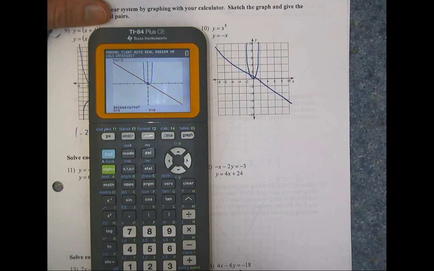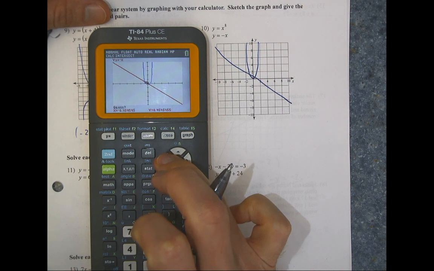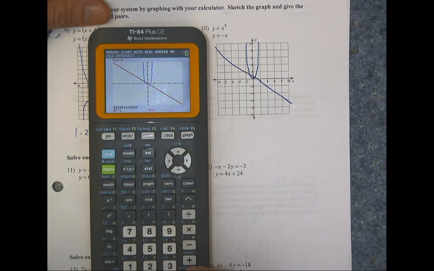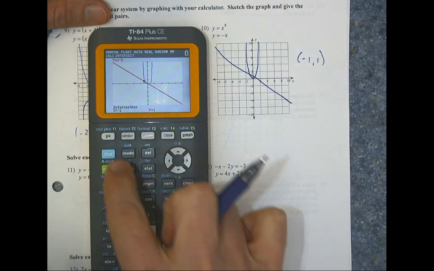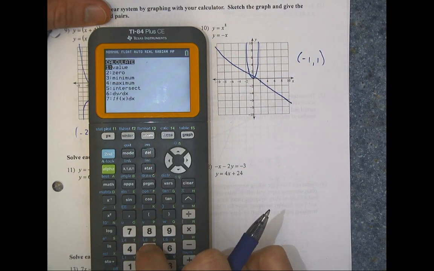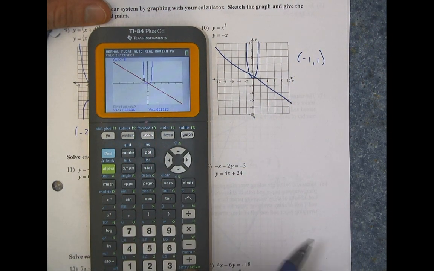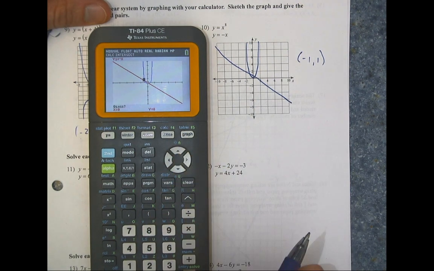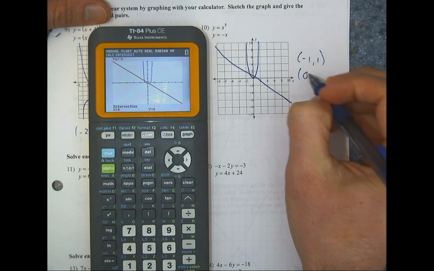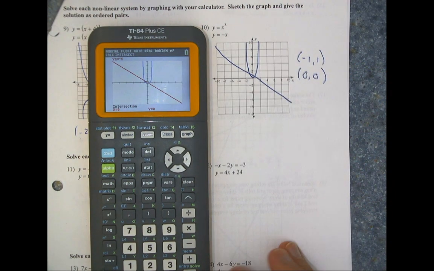Now let's go ahead and find those intersections. So first curve, yes. Second curve, yes. For my guess, I'm going to scroll over close to one of them. And that is negative 1, 1. I'm going to do it again. Second, calculate. 5 for intersect. First curve, hit enter. Second curve, hit enter. For guess now, I scroll closer, hit enter, and it tells me that it's 0, 0.